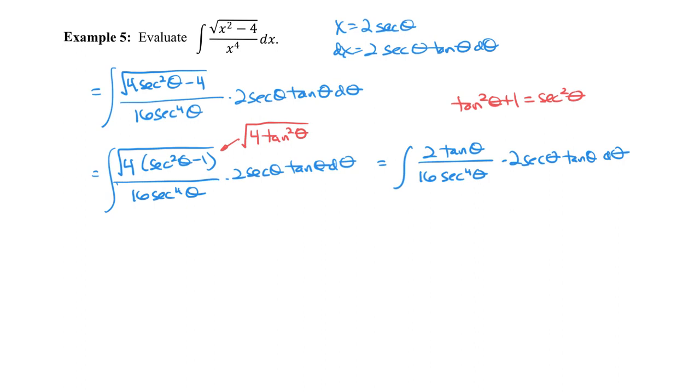Looking at the numbers, 2 times 2 is 4 over 16, which is really 1/4, right? So I'm going to pull out a 1/4 in front of the radical. And then we've got secant, which will cancel with one of those, making that secant cubed. And we've got tangent times tangent, so we'll have a tangent squared. So we have in the numerator tangent squared theta. Denominator, we've got secant cubed theta d theta.